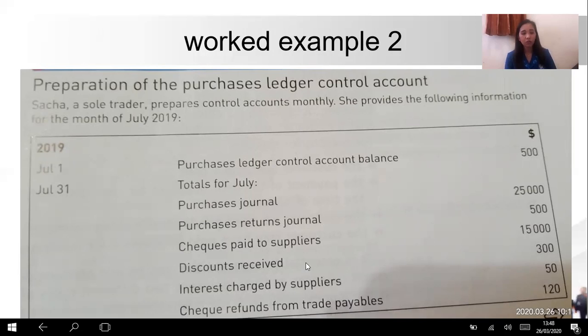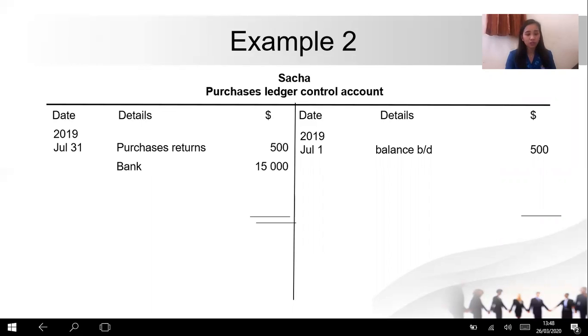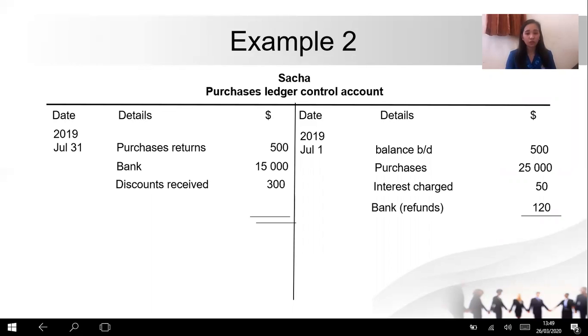So we post all of these transactions into the right posting. How to post? Remember, for purchase ledger control account, the BAL BD is on the credit side, we put 500. And then the purchase return, we put on debit side, bank 15,000 on debit side, discount received on the debit side. Purchase 25,000 on the credit side, interest charge 50 on the credit side. Bank refund 120 on the credit side. So we find the total of them.